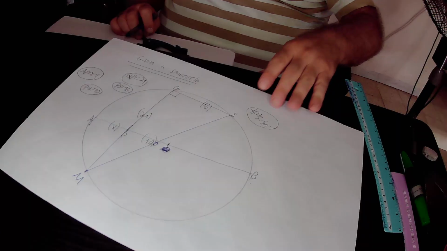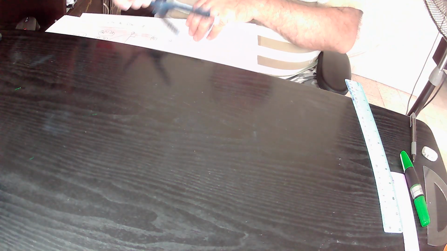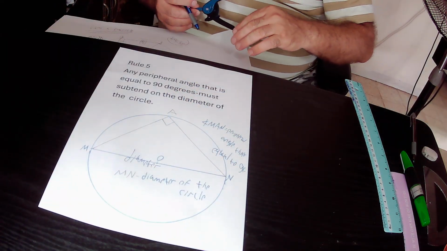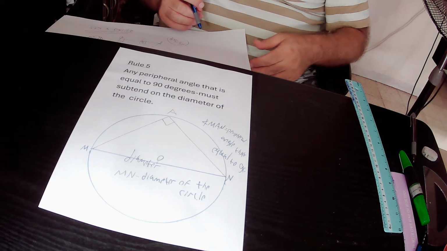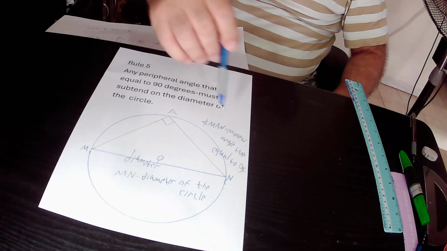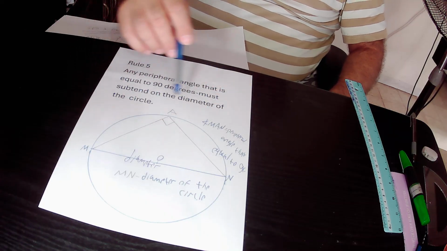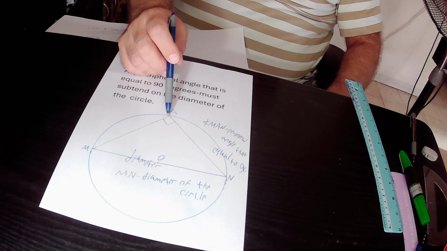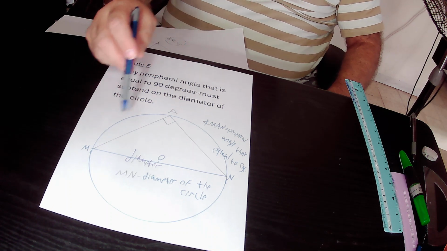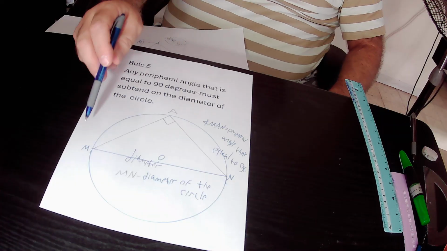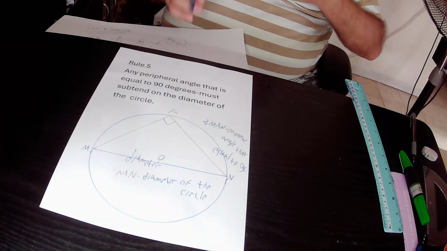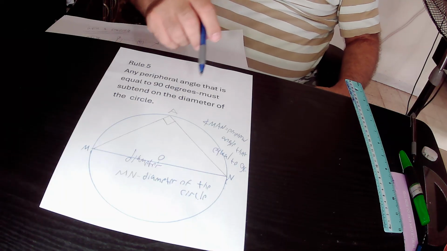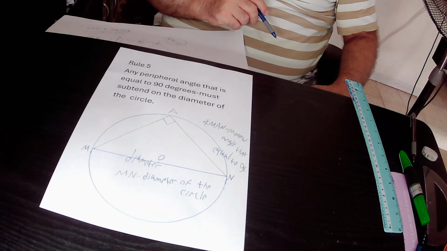So here we can implement rule 5. I'll repeat quickly rule 5. According to rule 5, any peripheral angle that is equal to 90 degrees in its size must subtend on the diameter of the circle. We have in the drawing, this is the circle. This is peripheral angle MAN that is equal to 90 degrees in its size, and therefore peripheral angle MAN subtends on MN, that is the diameter of this circle. So according to rule 5, any peripheral angle that is equal to 90 degrees in size must subtend on the diameter of the circle.